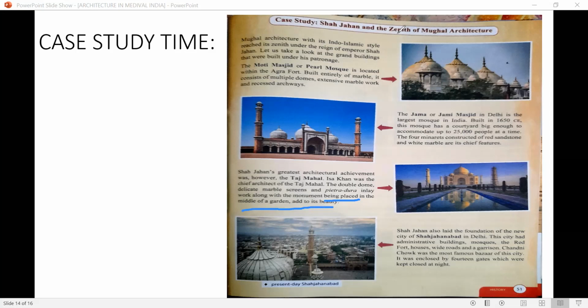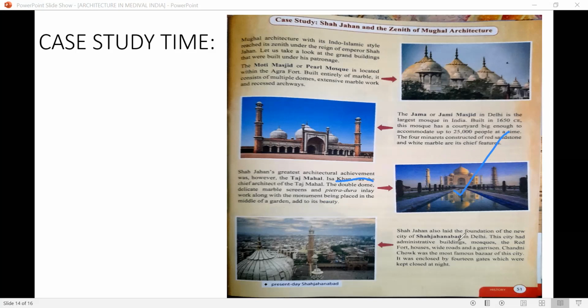Actually, between the colonial garden, it looks very beautiful. Hope you can see over here. Four minarets standing beautifully. We have double domes over here, and then we have a huge gate and arcs over here. So, isn't it looking beautiful? Yes, it is looking beautiful. And you have to remember over here that Isa Khan was the chief architect of the Taj Mahal.